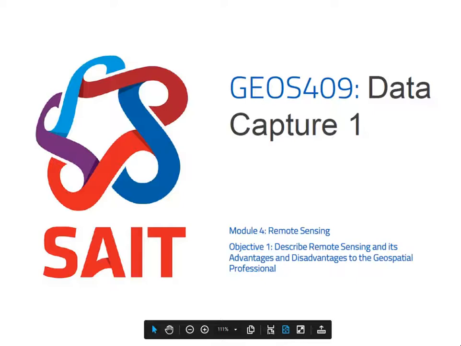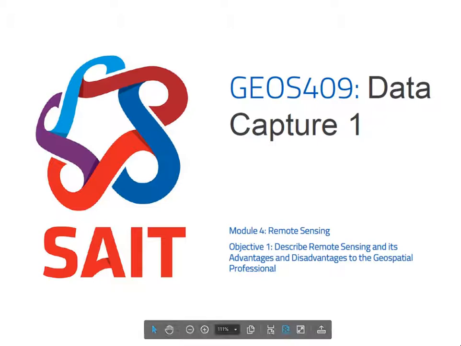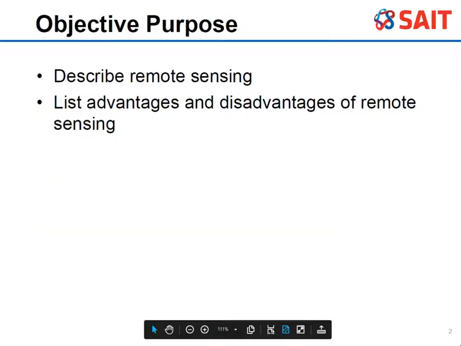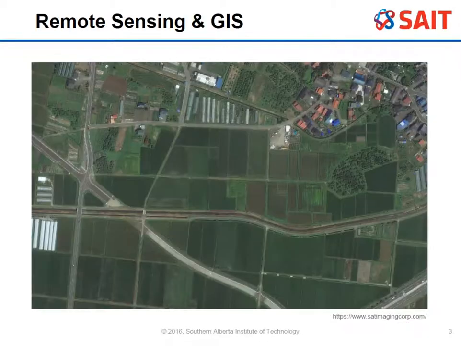All right, welcome to Module 4. This is our first objective, and we're getting into remote sensing, which is a little bit of a different concept compared to all the feature classes and everything that we've been talking about. We're actually getting into rasters now. This video is going to describe remote sensing and list advantages and disadvantages of it.